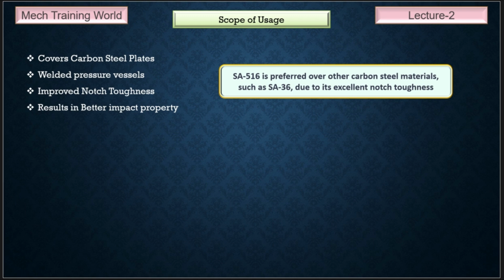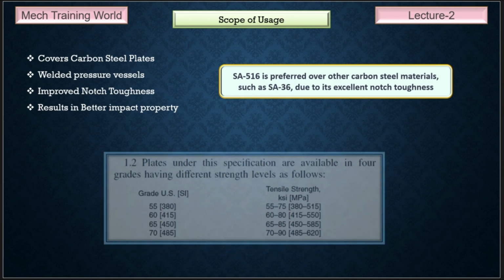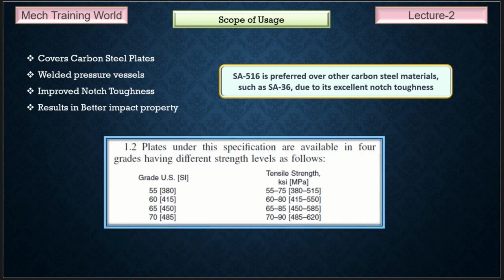So the SA-516 material is divided into four grades. It is available in four grade types. This information is also available in the code book. If you have a code book, please refer to this. SA-516 is available in grade 55, grade 60, grade 65, and grade 70. The related tensile strengths are 55 to 75, 60 to 80, 65 to 85, and 70 to 90. All this information is available in the code book.